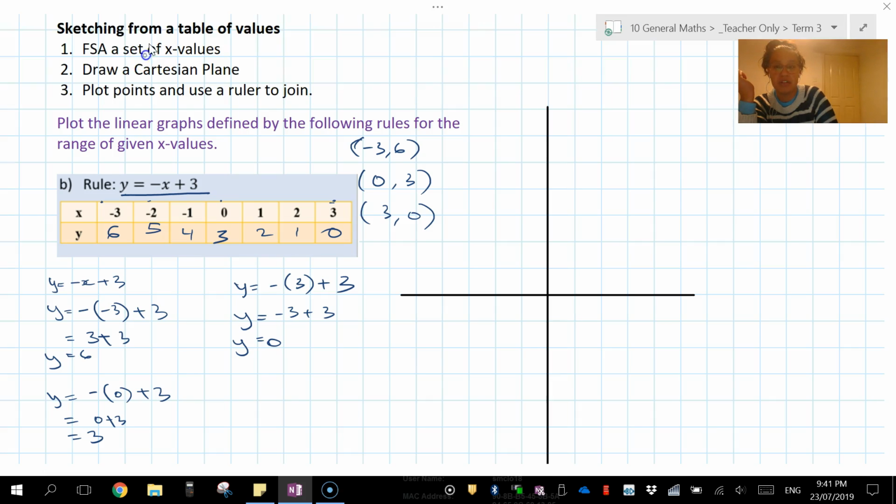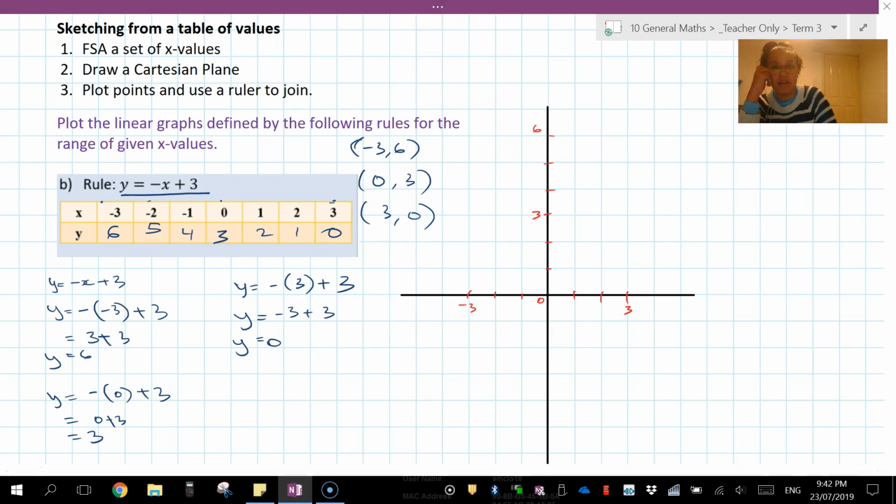I'm going to plot those points on a Cartesian plane. My largest value is 6: 1, 2, 3, 4, 5, 6. Then 3, 2, 1, and there's my 0. I have a negative as well. And then negative 3: 1, 2, 3, and 1, 2, 3. So I've got my key points that I need to plot on my graph.